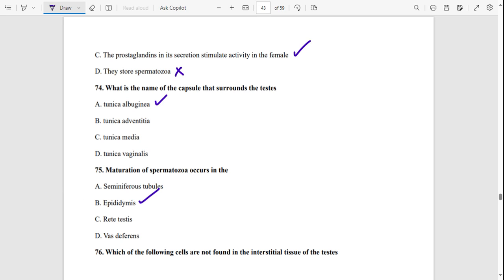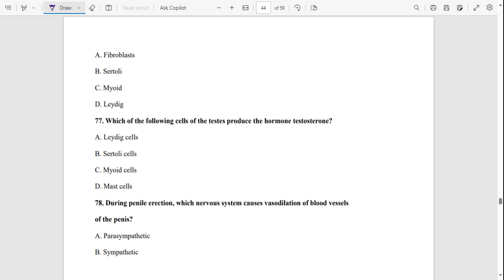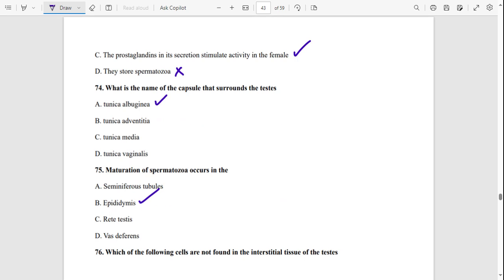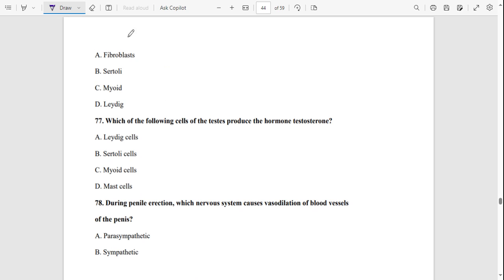76. Which of the following cells are not found in the interstitial tissue of the testis? In the interstitial tissue, you are going to have fibroblasts. You also have these myoid cells, and also Leydig cells. Sertoli cells are not found in the interstitial tissue.